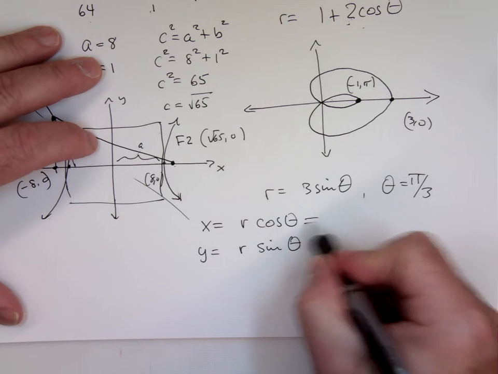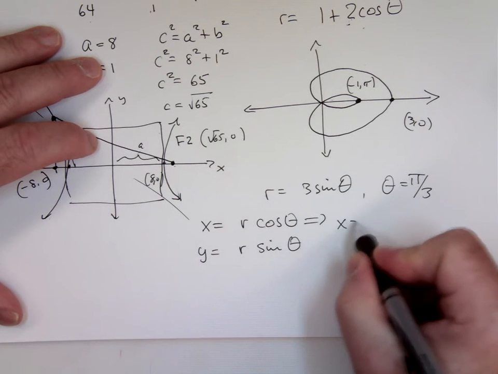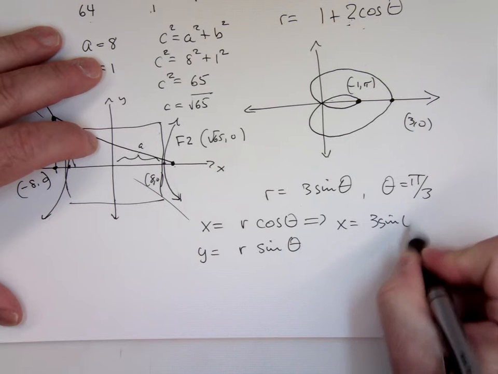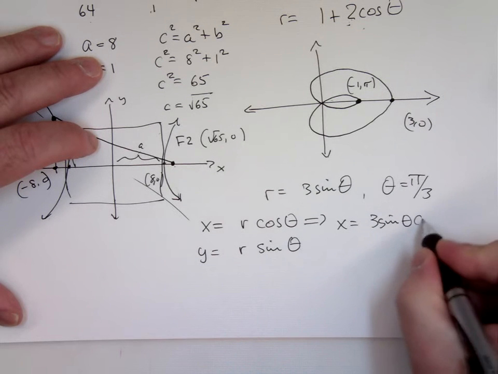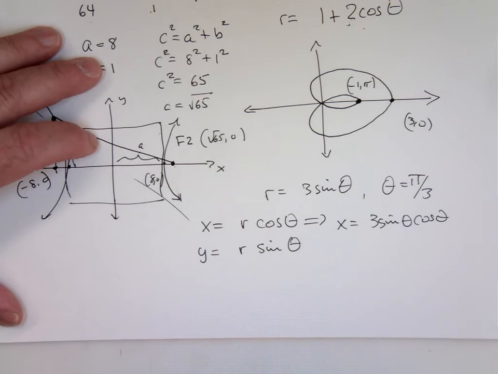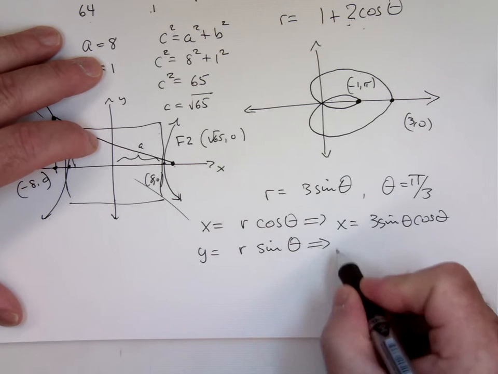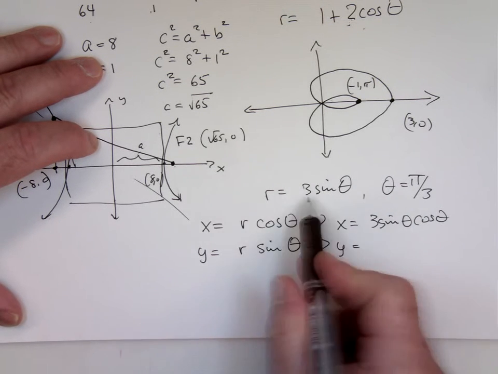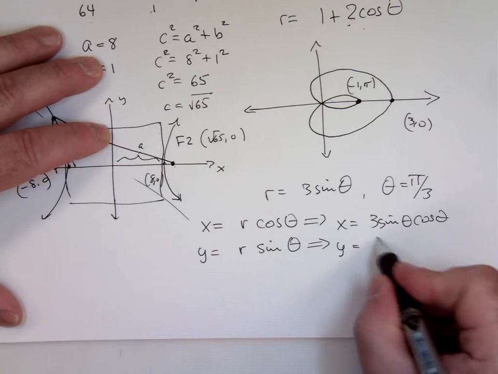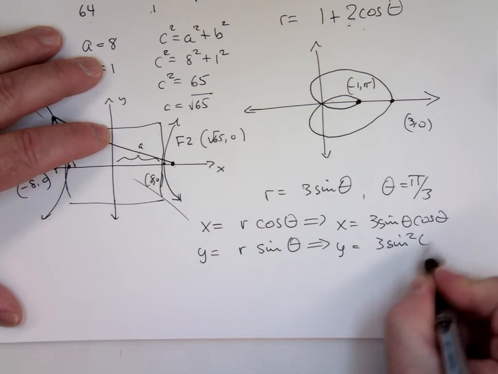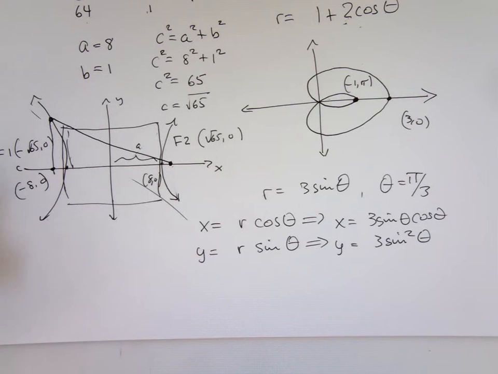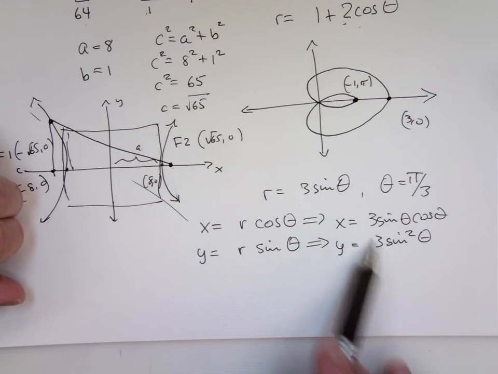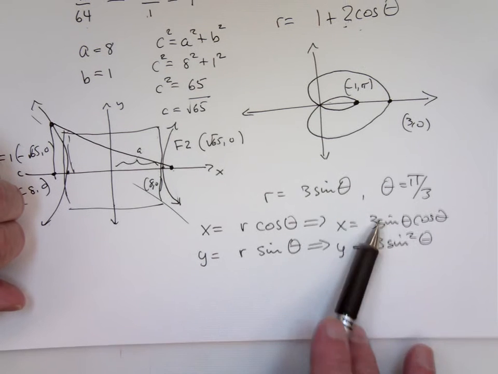This tells you that x is equal to 3 sine theta cosine theta, replacing the r with 3 sine theta. This one tells you that y is equal to r, which is 3 sine theta, times sine theta, so 3 sine squared theta. This is now in parametric form.